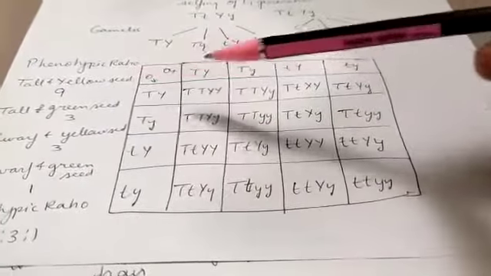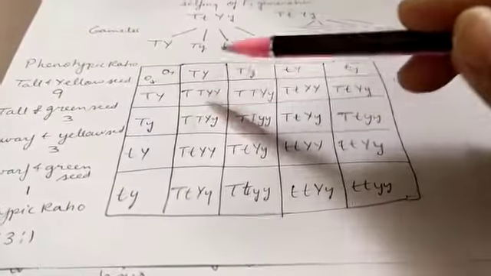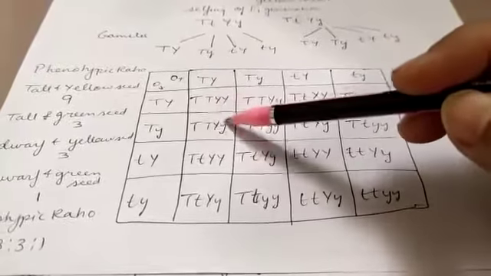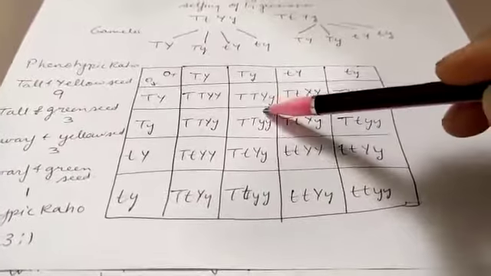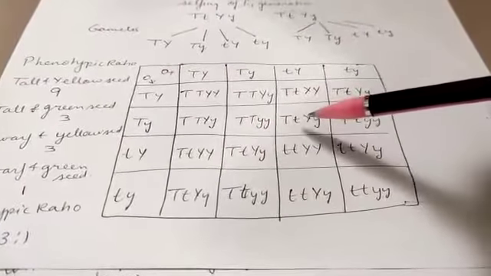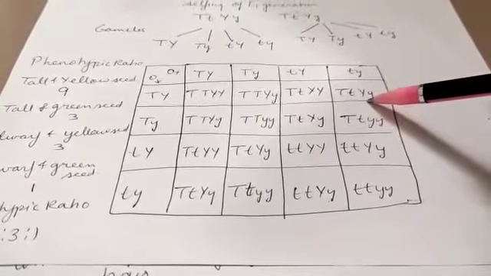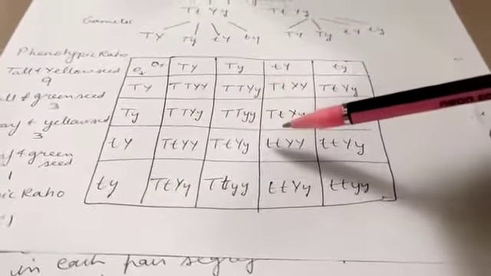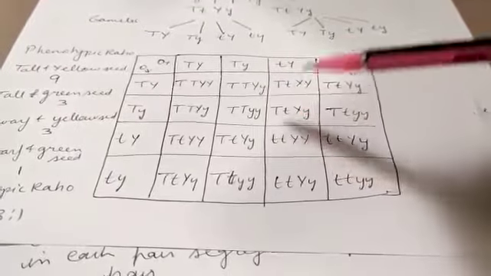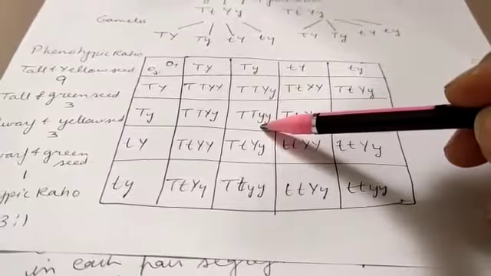So when we see this, how many tall and yellow seeds will there be? Tall and yellow seeds must have capital T and capital Y. So this is 1, 2, 3, 4, 5, 6, 7, 8 and 9. So 9 are the tall and yellow seeded plants. Tall and green seeded plant means there must be capital T and small y. Both must be small y, only then the green color will come. So you will see here capital T and small y.